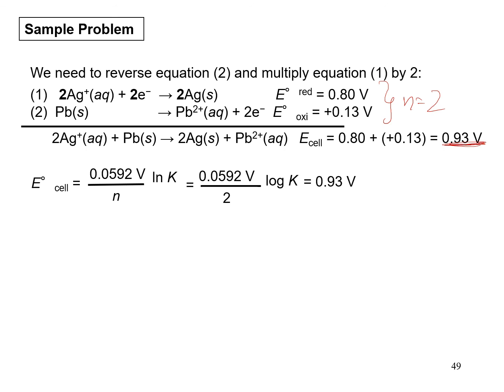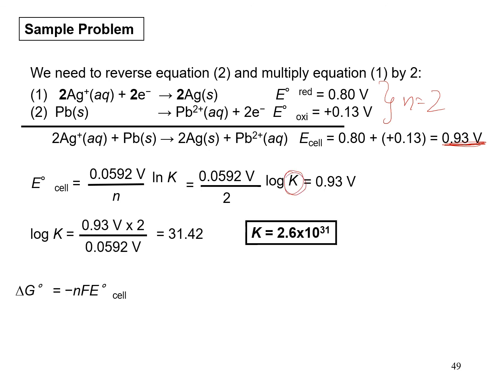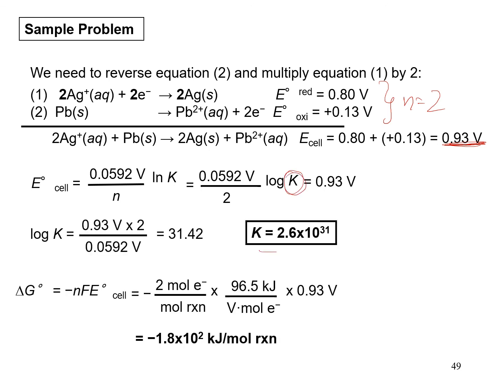Then you're going to use this expression right here to solve for K. E naught is given to you, which is 0.93 equals 0.0592 volt over 2, which is our n, log K. You're solving for K from this equation right here. If you solve, your value of K comes out to be this.